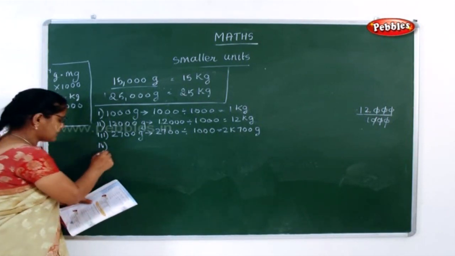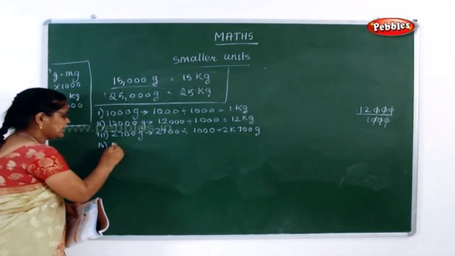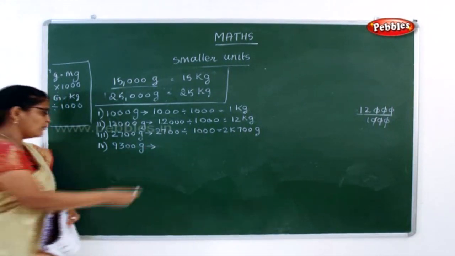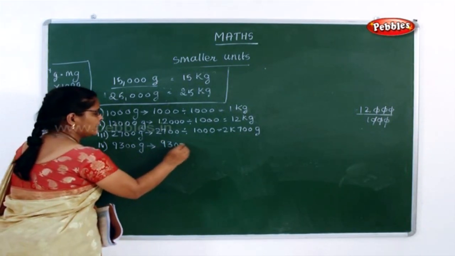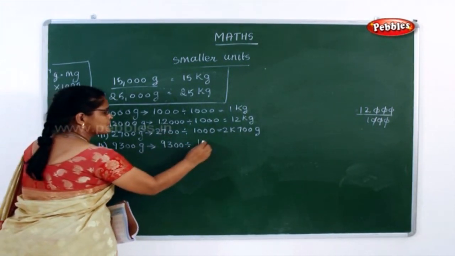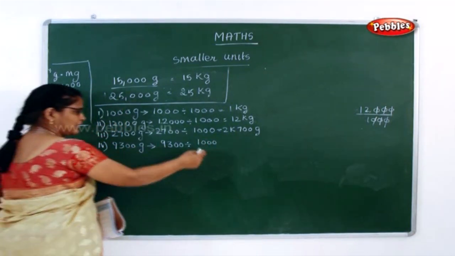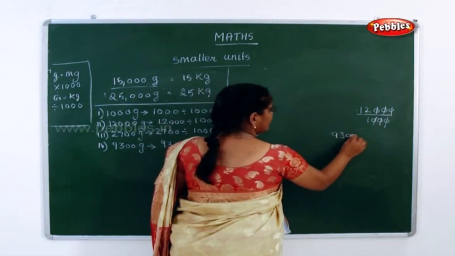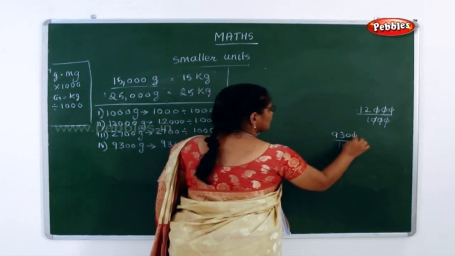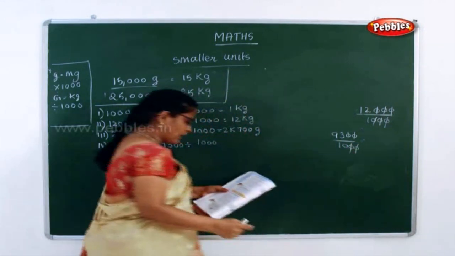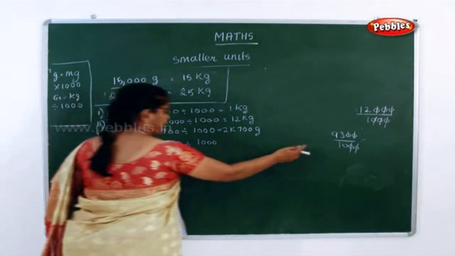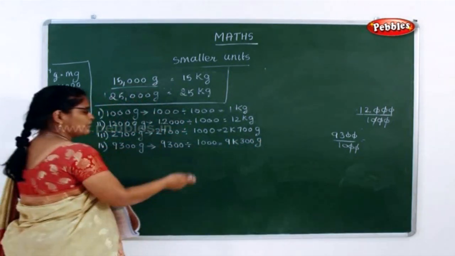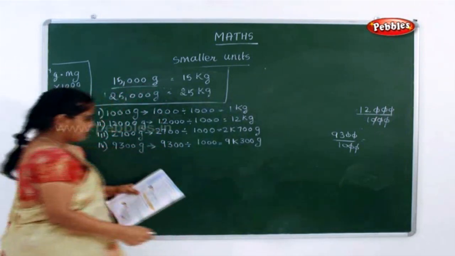Now next one, what is the fourth sum they have given in your book? It is 9,300 gram. Now how will you divide it? 9,300 divided by 1000. Now how will you convert this gram into kilogram? You have to divide by 1000. So now how much is it? You have to write it is 9 kilo and 300. When you divide it, you get 9 kilo and 300 gram.